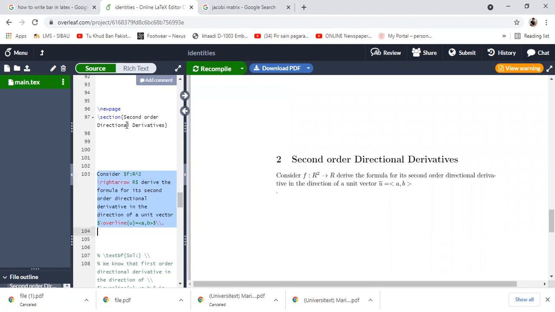So let's consider a function that takes my input from R2 and throws it into R. So we have a scalar function from R2 to R. What we have to do is derive the formula for its second order directional derivatives in the particular direction vector a comma b, that is a general unit vector.